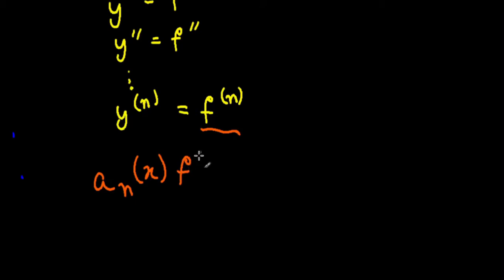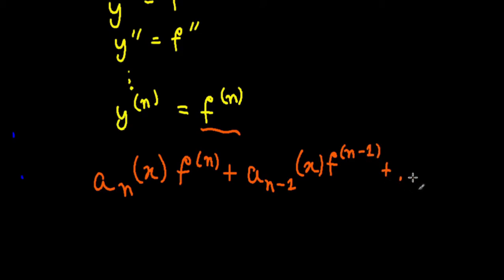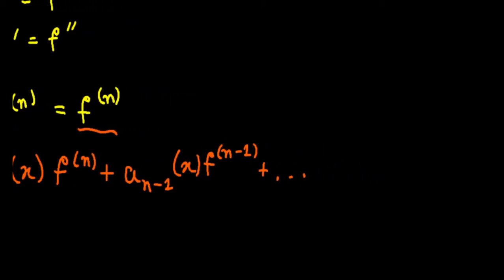So the nth derivative of f, and it's going to go on like that. You have the (n minus 1)th derivative and all that stuff. Basically it goes on until you have your zeroth derivative, which is just f itself. Okay, so a sub 0 of x multiplied by f, this is going to equal 0.